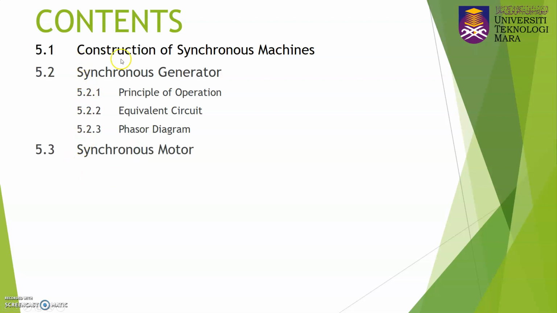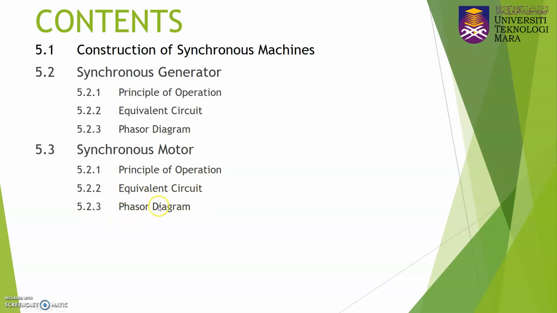After we are done with the generator part, we are going to continue with the synchronous motor. Same goes here: we are going to see the principle of operation of the synchronous motor, and then the equivalent circuit model for the synchronous motor. After that, we are going to learn how to draw the phasor diagram for the synchronous motor. Then, in terms of the performance of the synchronous generator and synchronous motor, we are going to learn the concept of voltage regulation for both the synchronous generator and the synchronous motor.